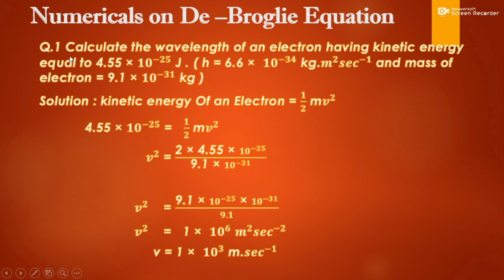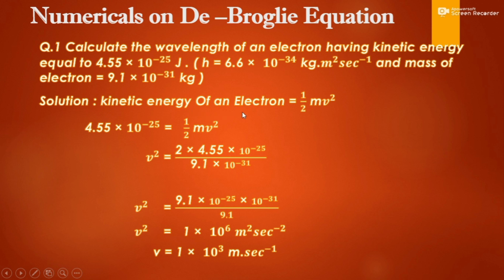Question number 1: calculate the wavelength of an electron having kinetic energy equal to 4.55 into 10 raised to minus 25 joule. In bracket, given h is equal to 6.6 into 10 raised to minus 34 kilogram meter square per second, or second inverse, and mass of an electron is 9.1 into 10 raised to minus 31 kilogram. Then solution of this.